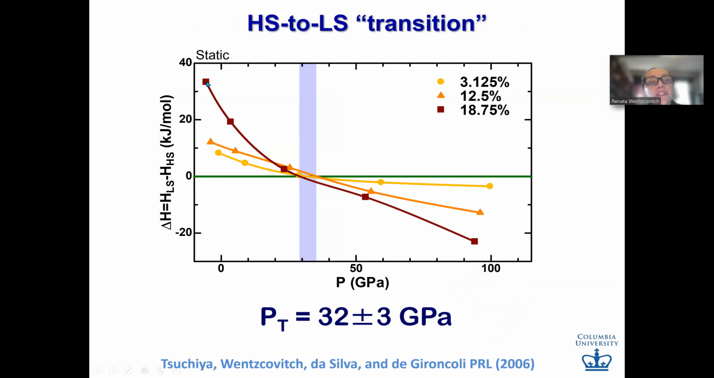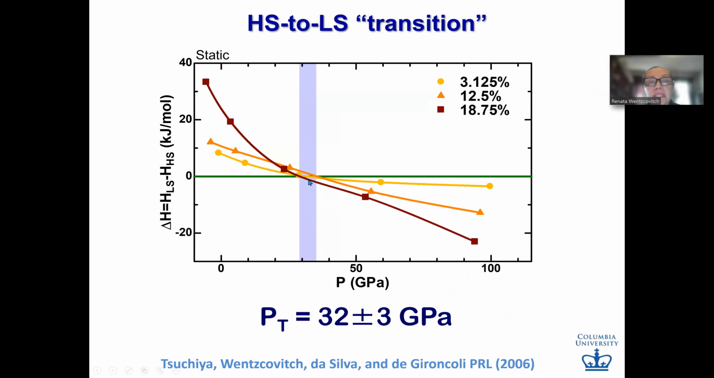Right. So we calculated a supercell, of course, 64 atoms. We did calculations of several iron concentrations, fixing the spin, either high spin or low spin, and calculating the enthalpy of both states, both solid solutions. And you see a crossing of the enthalpy around 32 GPa here.